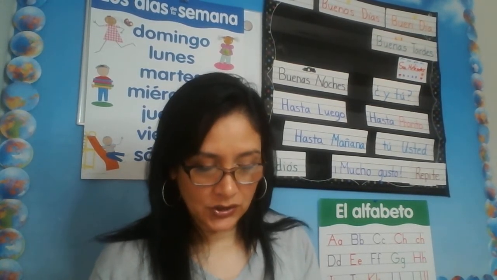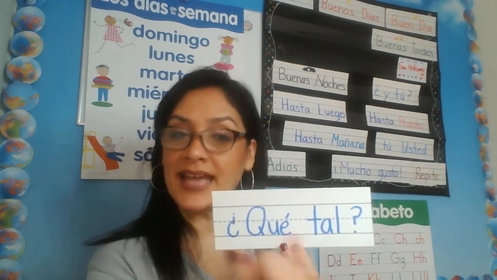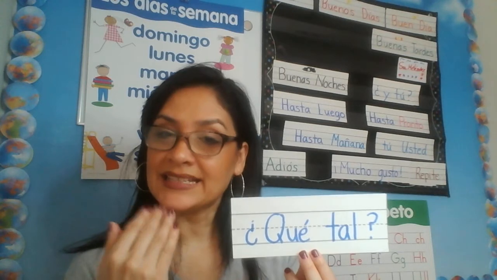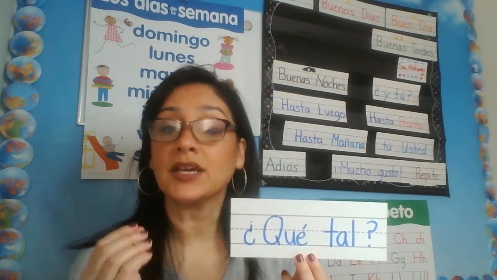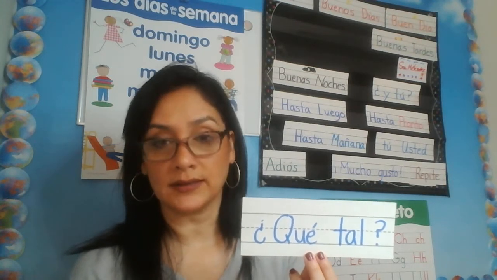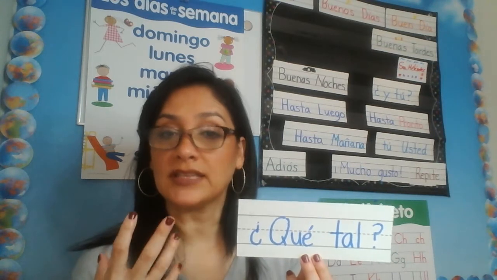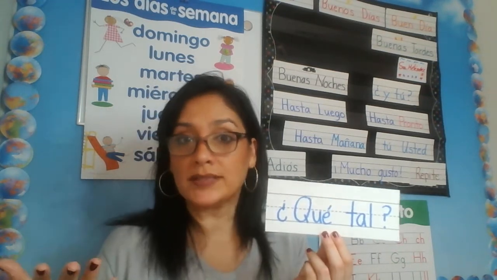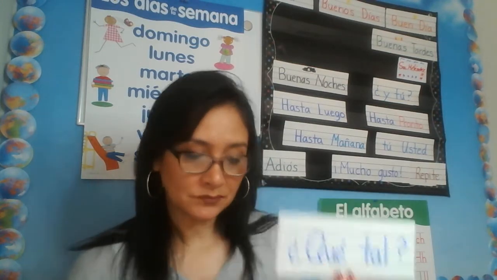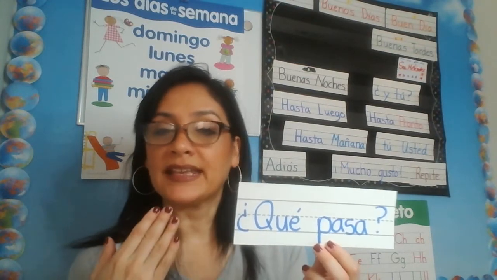So here are a few in Spanish, and there are many. ¿Qué tal? Repite, ¿qué tal? The QU in Spanish makes a k sound, not a qua like in English. So when you see the Q and U together, just think of the K sound. ¿Qué tal? is like saying what's up or what's going on. Another one, ¿qué pasa? Repite, ¿qué pasa?